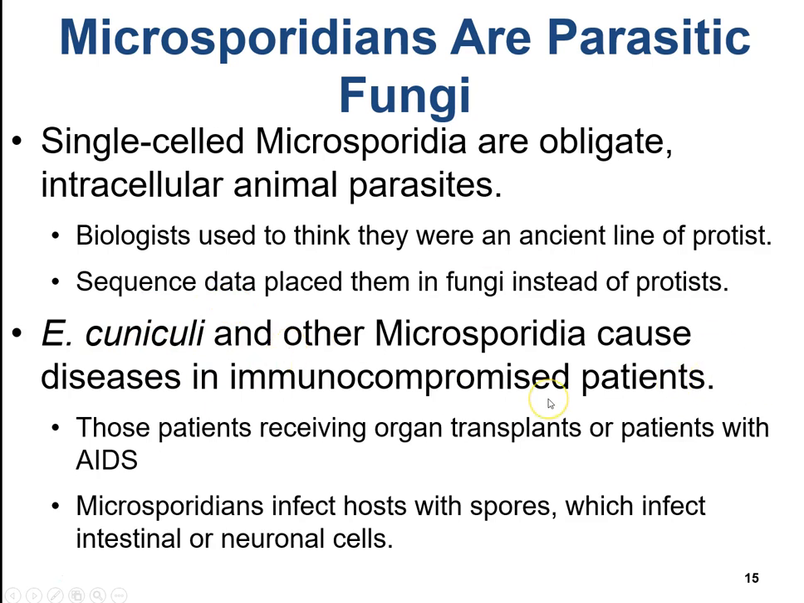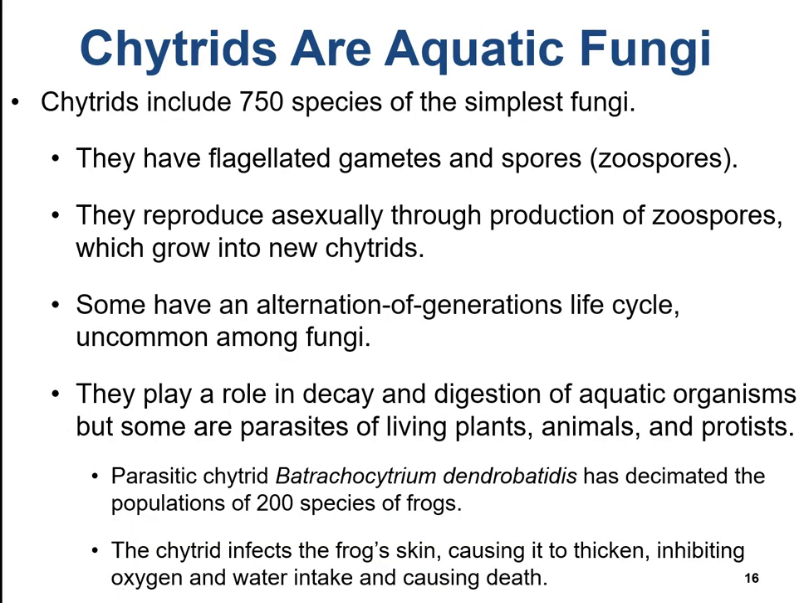Other microsporidia, other specific species as well, can cause diseases, in particular in immunocompromised patients. So patients that have AIDS might end up with these types of fungal infections, particularly caused by these microsporidia. Most people with a normally functioning immune system won't develop these diseases because their immune system will be able to get rid of them. It says it infects hosts with spores, which will infect intestinal and also neuronal cells, and then will cause those cells to die.